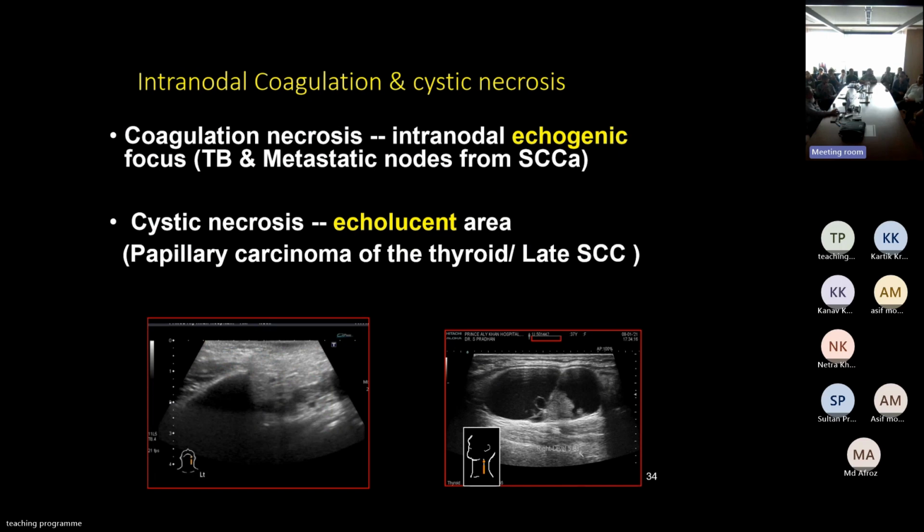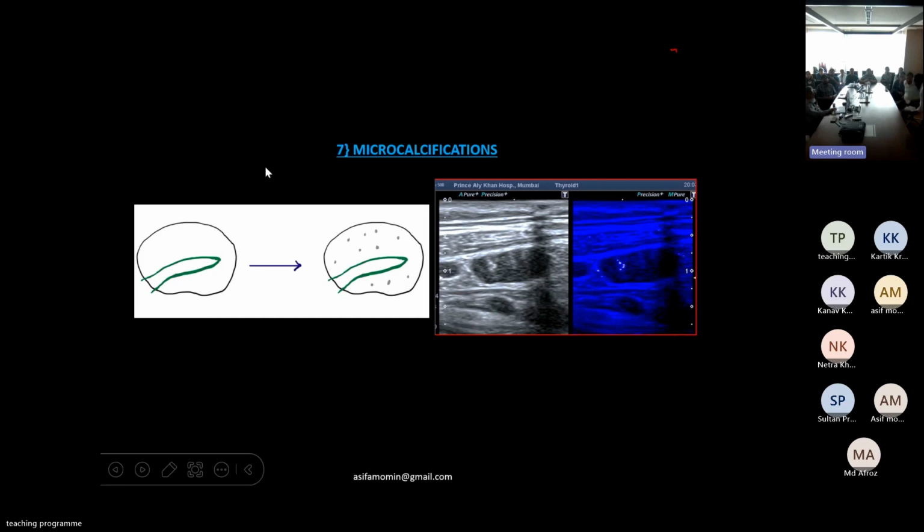Intranodal coagulation and cystic necrosis. I think coagulation necrosis is generally echogenic, and cystic necrosis is echo poor, and that is common in papillary cancer and late SCC, while coagulation necrosis is common in TB, which can be echogenic, and in metastatic inclusion from squamous cell carcinoma.